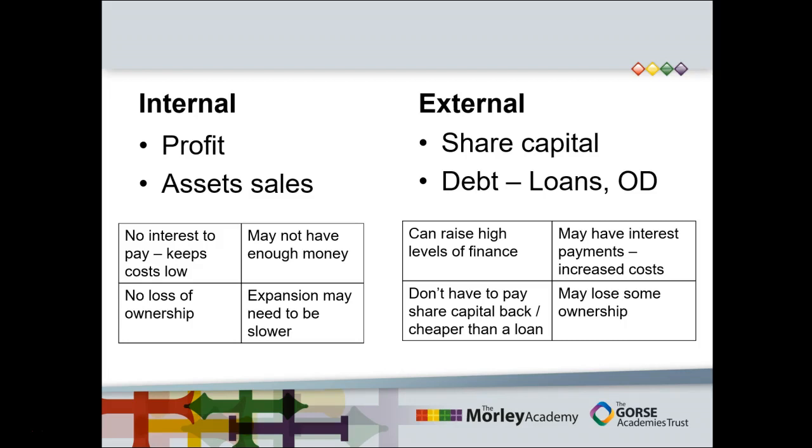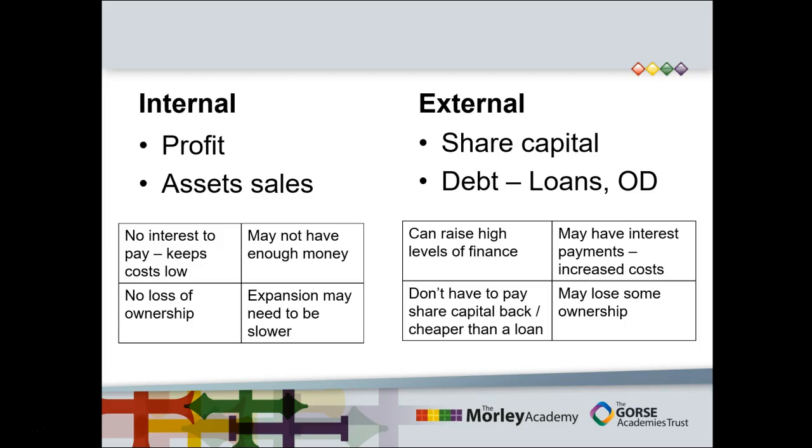So unlike loans or external sources where you have to pay people the money back plus interest, with retained profit there's no money to pay back, no interest payments to pay back. And if you sell assets, it was yours in the first place. So there may be very, very little in terms of cost to using that form of finance. Equally, if you're using your own money or your own assets, then you don't lose any ownership.